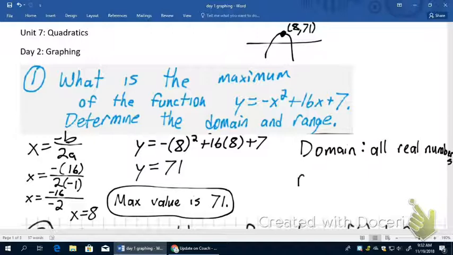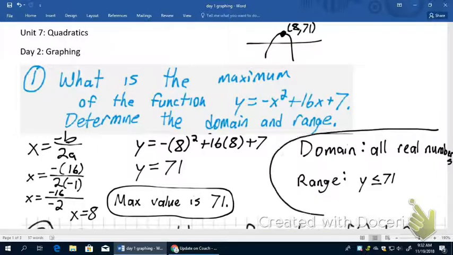Alright, now my range. Very straightforward. I've actually got all the information I need. Range is the y values. So here it's going to be y is less than or equal to, because the graph is going down from the vertex, and the highest value was 71. So y is less than or equal to 71. If it's a maximum value, it'll be less than or equal to that value. If it was a minimum value, it'd be greater than or equal to. And there's my other answer I was after on this problem.